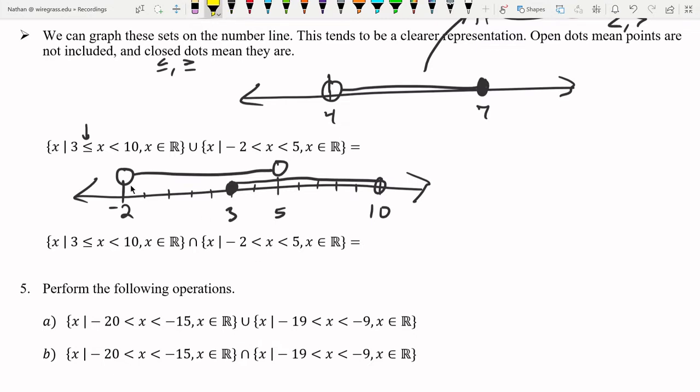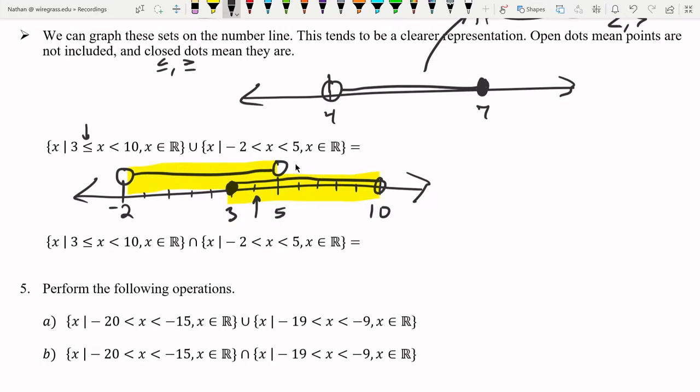The union is everything possible from these two sets, so all of this stuff and all of this stuff here. Everything that's covered is going to be in the union. This stuff gets covered twice, but that's fine. That's like there being overlap, but you just don't repeat those things.